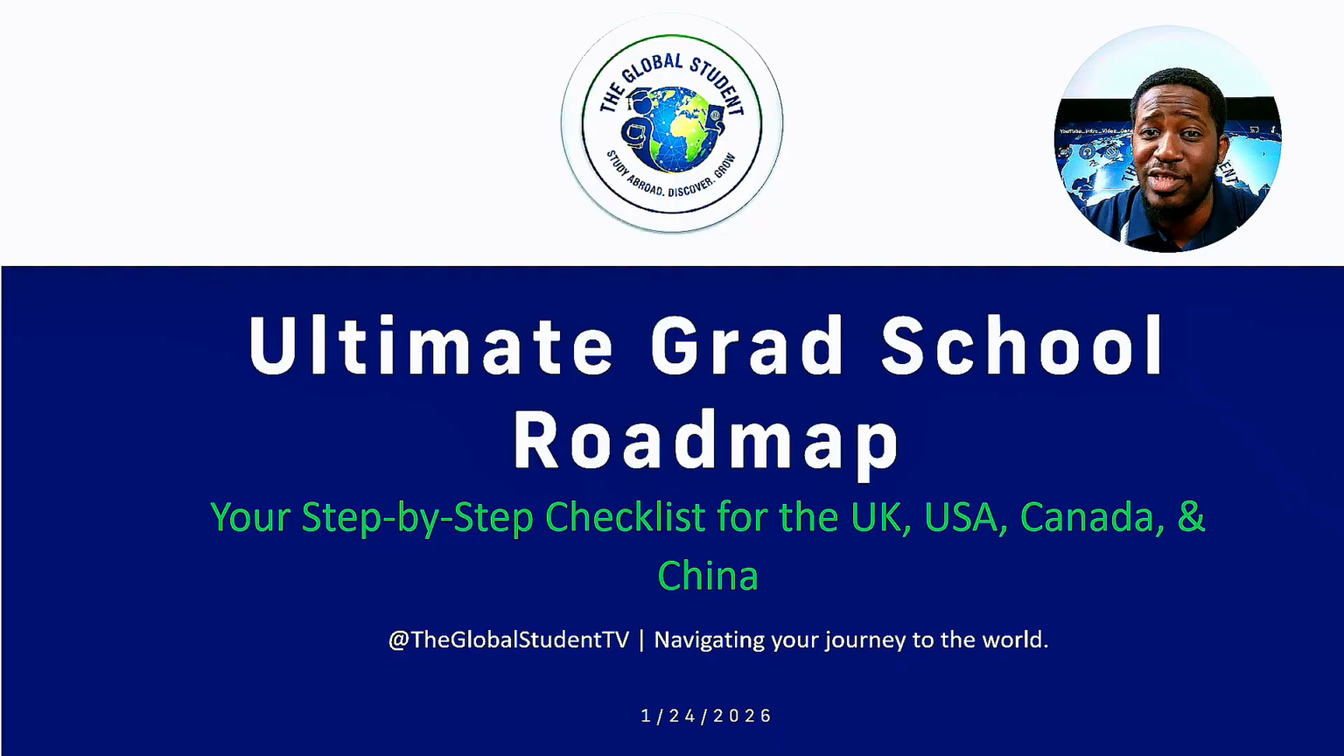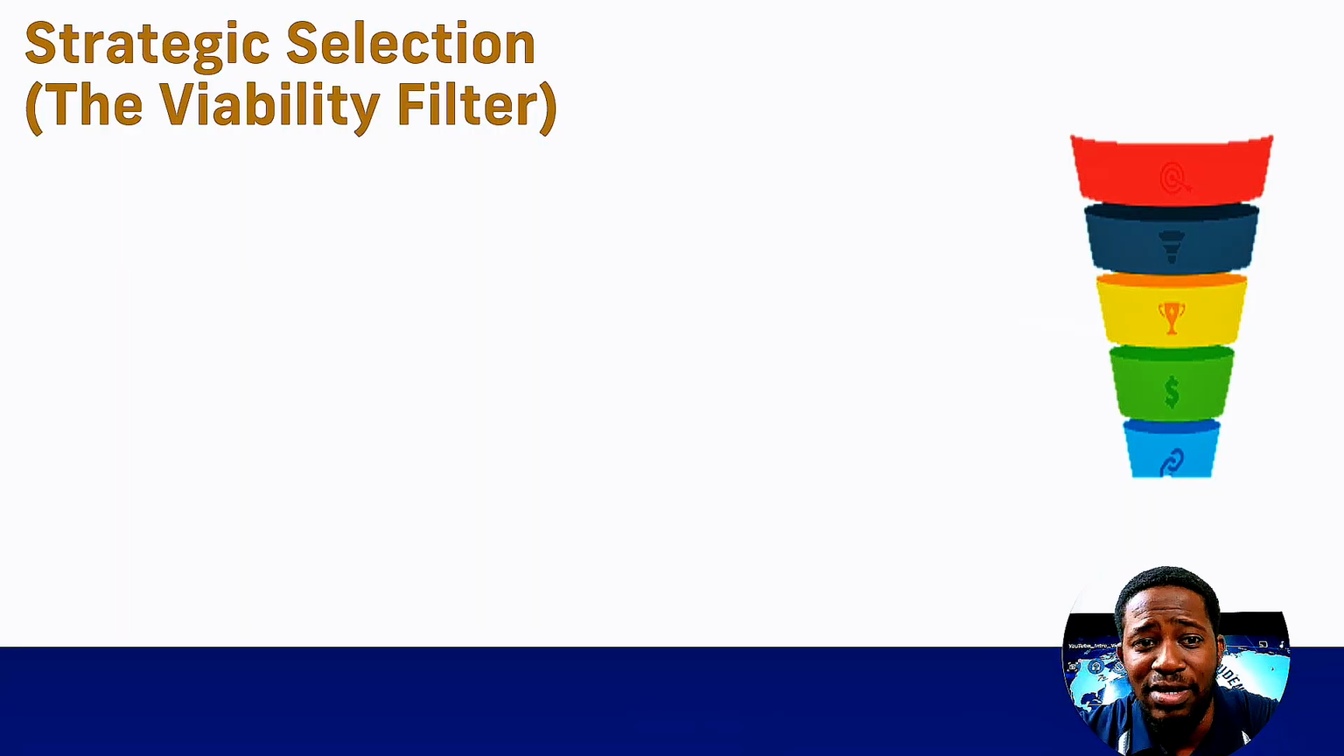Let's delve right into it, into the step-by-step checklist for applying to schools in the UK, in the US, China, and Canada. Are you ready? Let's go. First on the list is what I call the strategic selection.